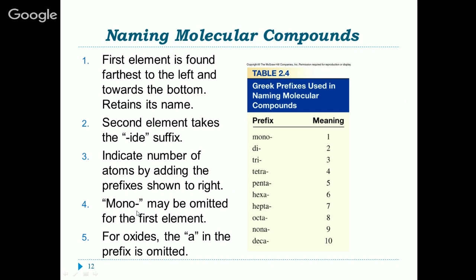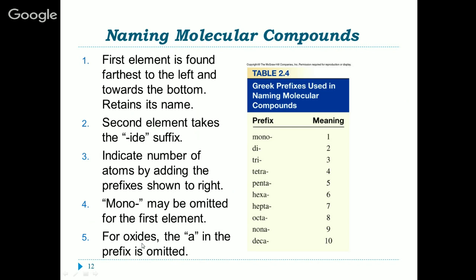Now, when we have our first element, we never say mono in the front, but we say mono for the second atom if there's only one of them. For example, CO, carbon monoxide. Even though there's one C, we do not say monocarbon. But because of the second element, we have to say monoxide.